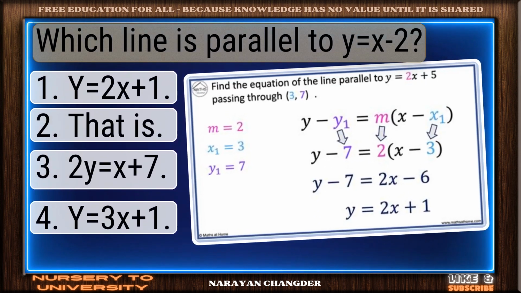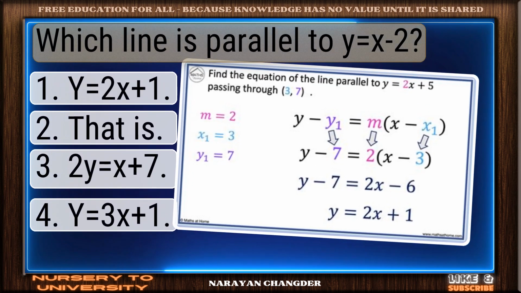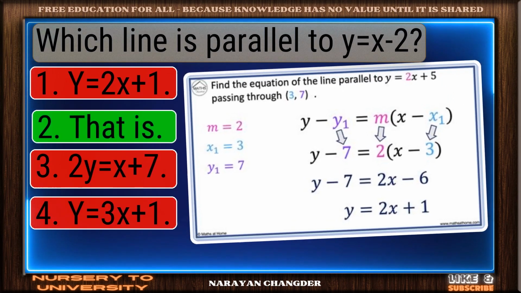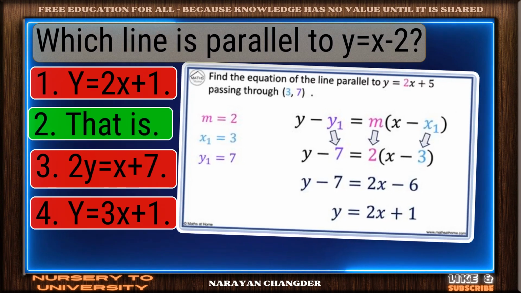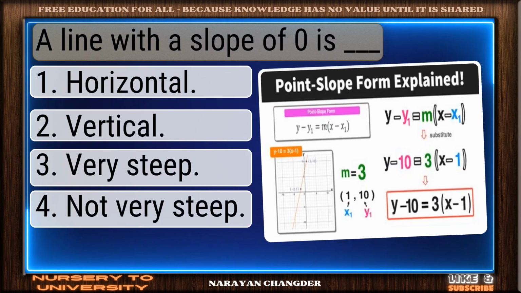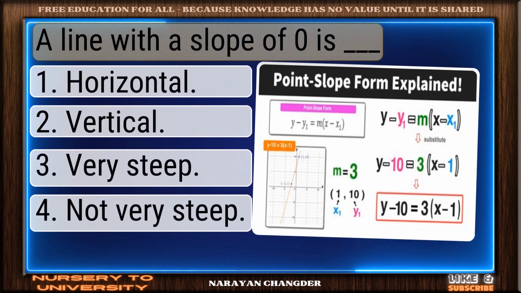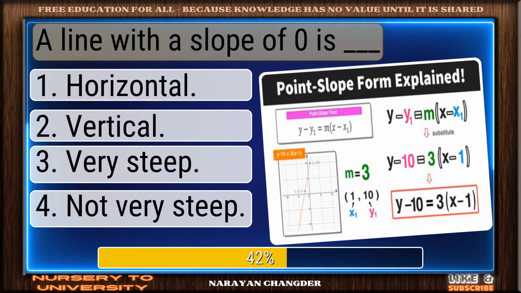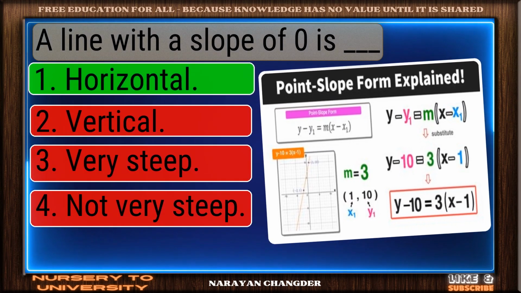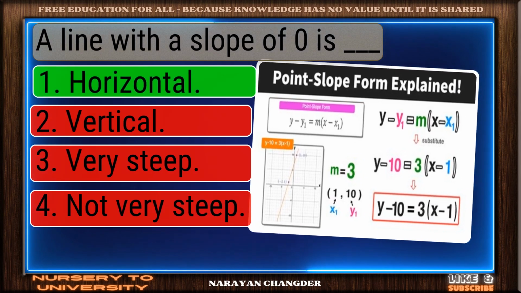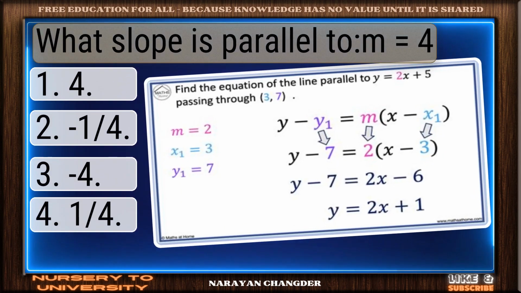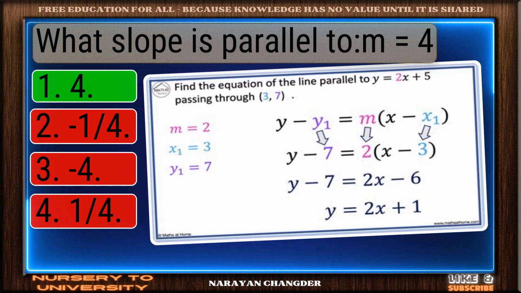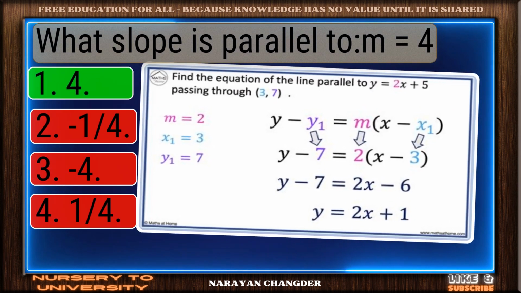Question number 181. Which line is parallel to y equal to x plus 2? You're right. That is the correct answer. Question number 182. A line with a slope of 0 is dash. Perfect. Horizontal is the correct choice. Question number 183. What slope is parallel to m equal to 4? Right again. 4 is a valid answer.